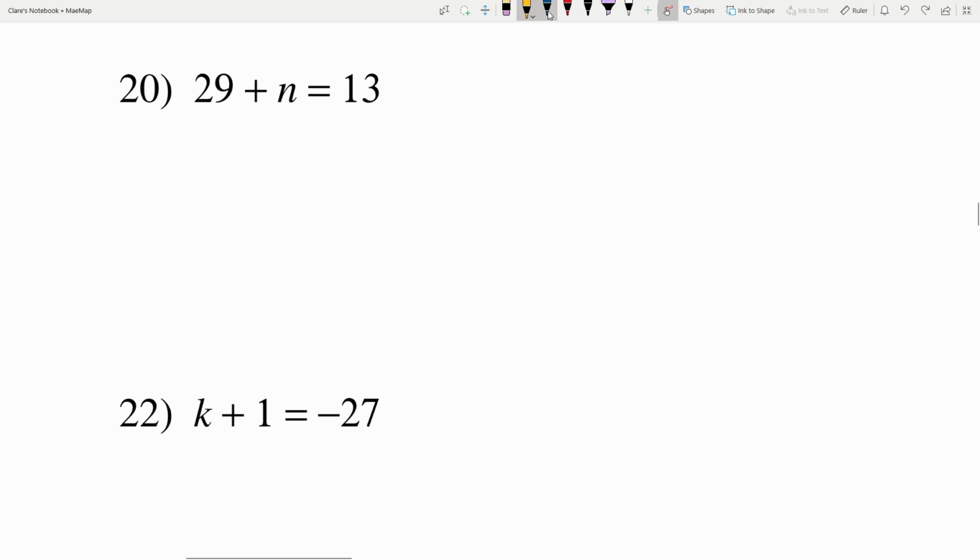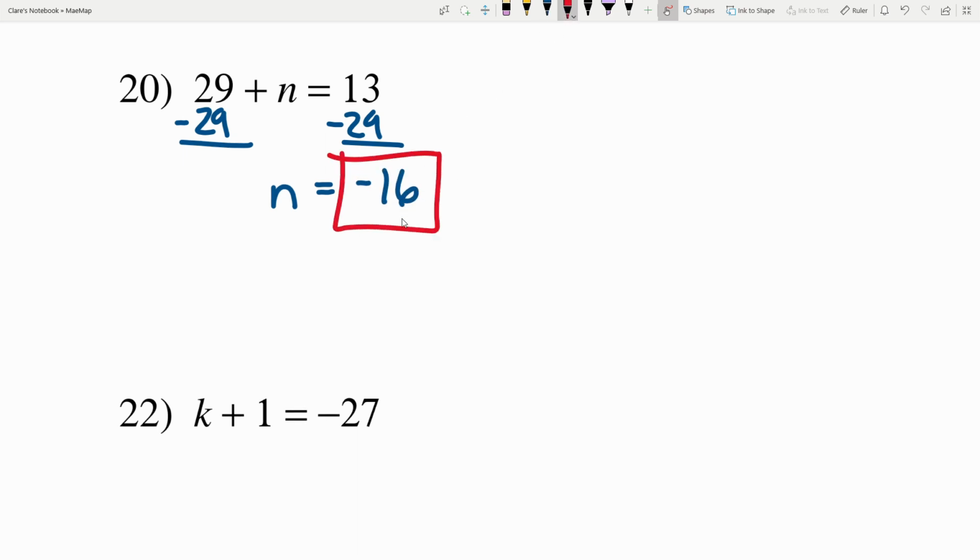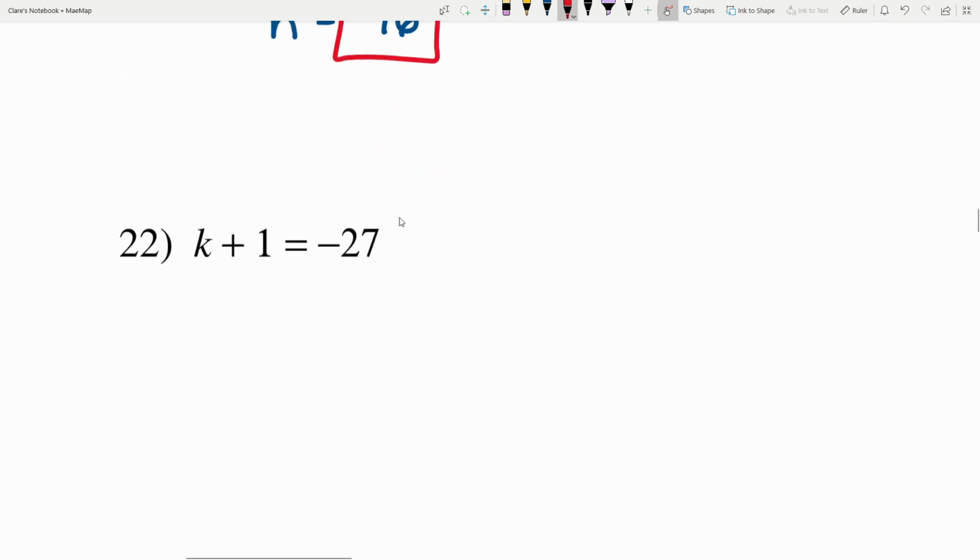And to go ahead and show that, we're going to isolate n by subtracting 29 since it was added and it was a positive. Whatever we do to the left, we'll do to the right. So 0 plus n, which is simply n, is going to equal 13 minus 29, which is negative 16. So negative 16 is our solution for number 20.